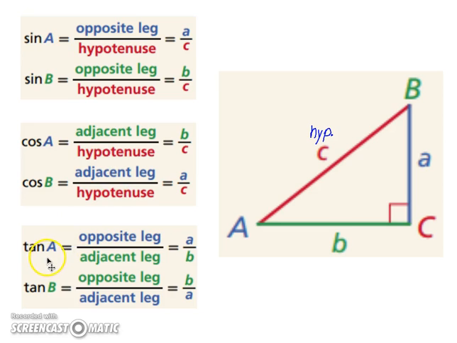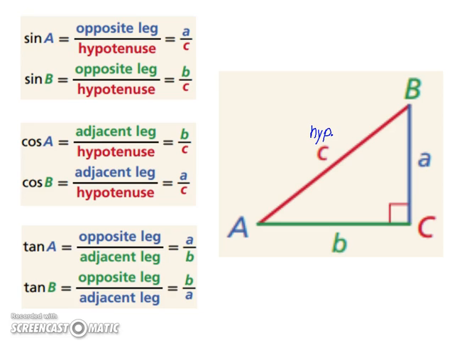And tangent doesn't use the hypotenuse at all. The tangent of A is the opposite leg over the adjacent leg. So little a over little b. And if you took the tangent of B, that's going to be the opposite leg over the adjacent leg. So little b over a. So it's just opposite over adjacent. Opposite over adjacent.